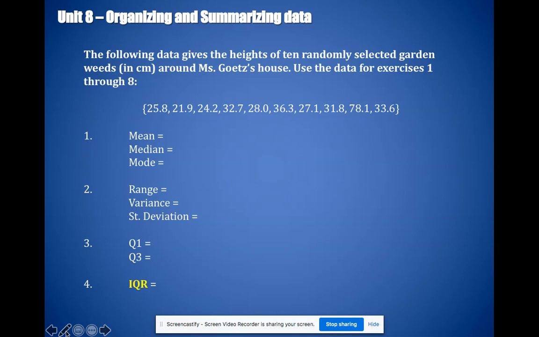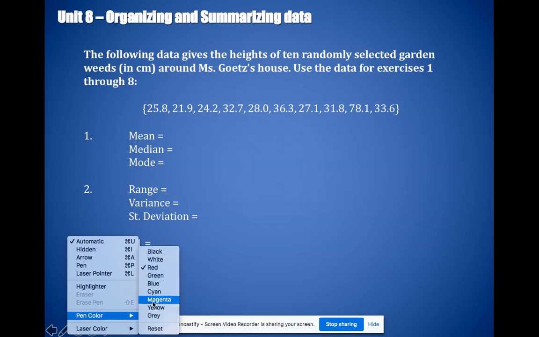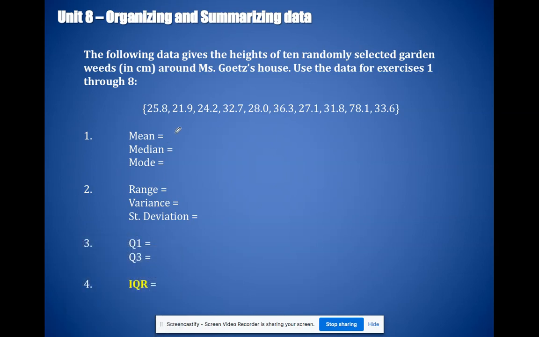I think you know mean, median, and mode. I hope you do. Mean is the sum of all this data, the sum of all the x of i's divided by how many you have. These are all measures of central tendency.